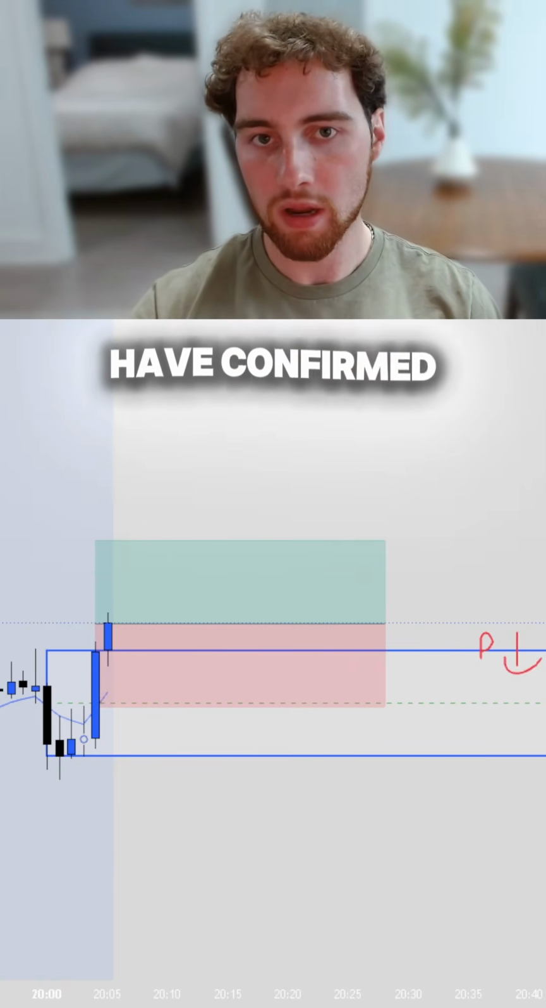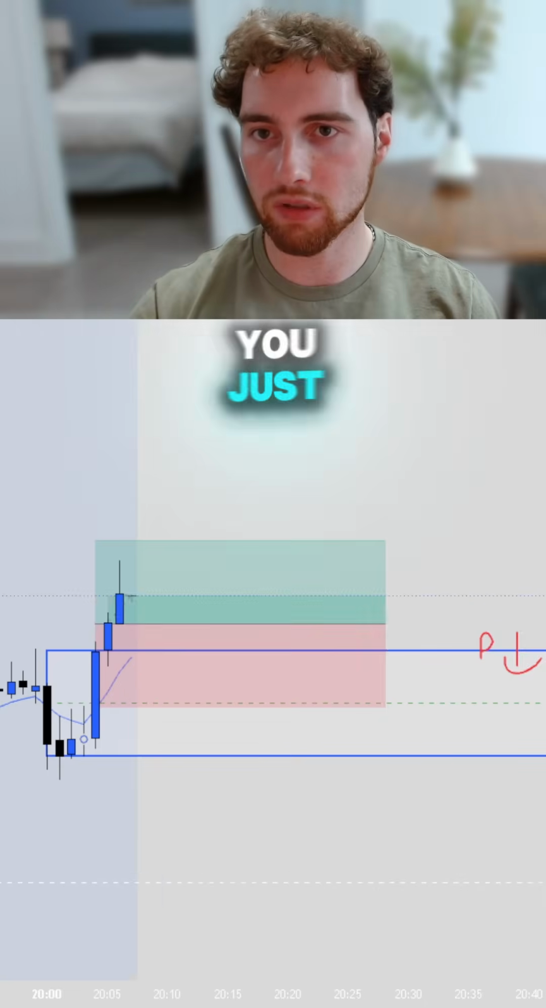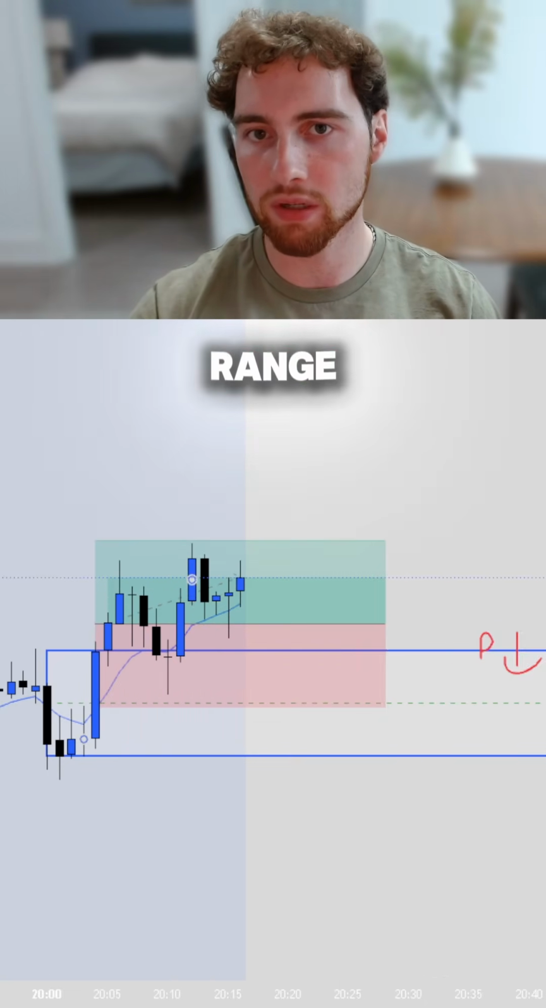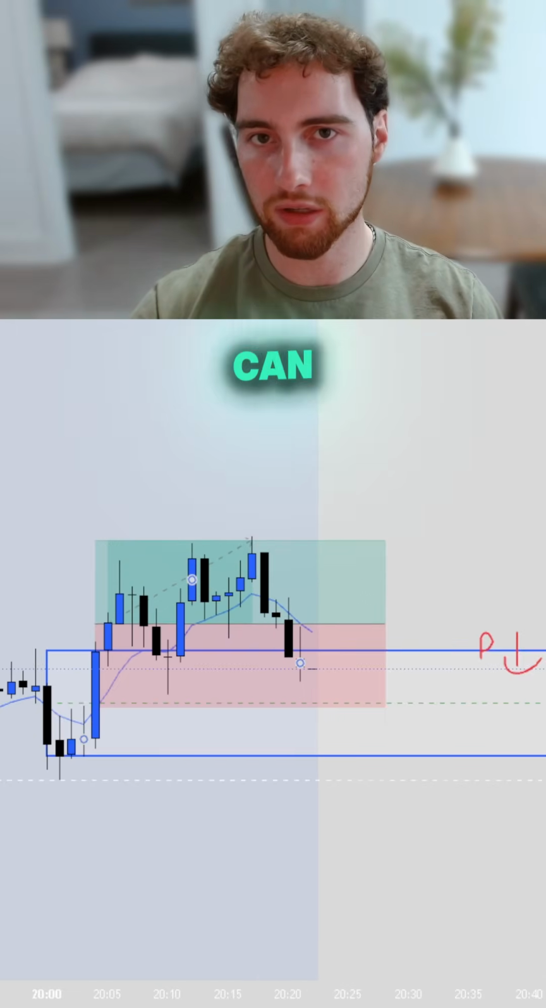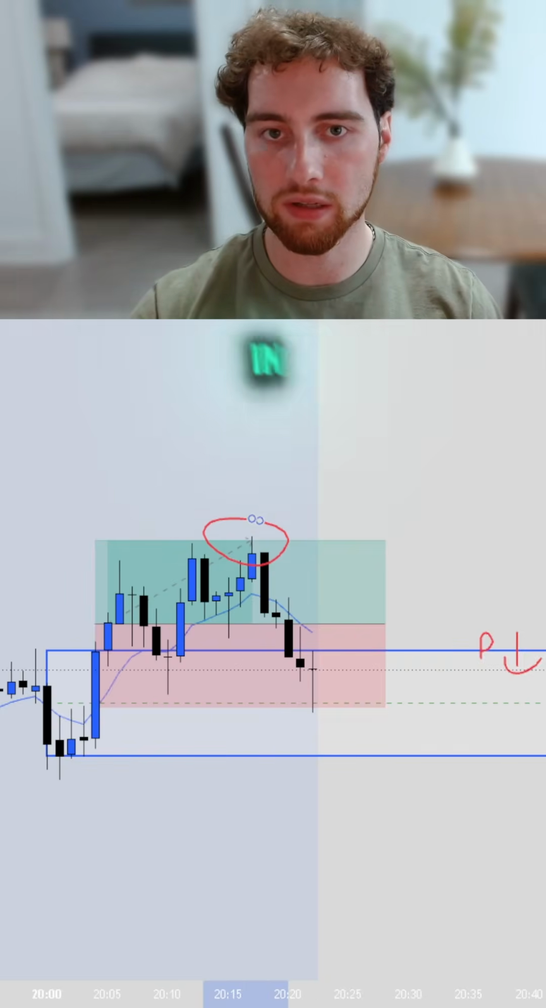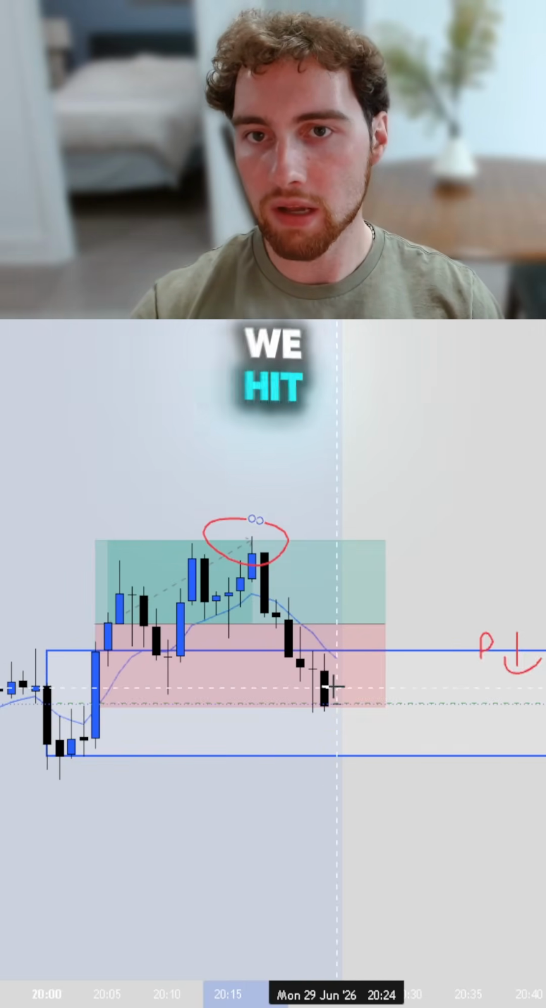So then once you have confirmed your breakout entry criteria, you just let it play out and you target a 1-to-1, putting your stop right below the 50% of the range. And yeah, you just let it play out. As you can see, we hit literally exactly a 1-to-1. That's why I perfected this strategy in this bracket, because you could see we hit stop loss right after we hit take profit.